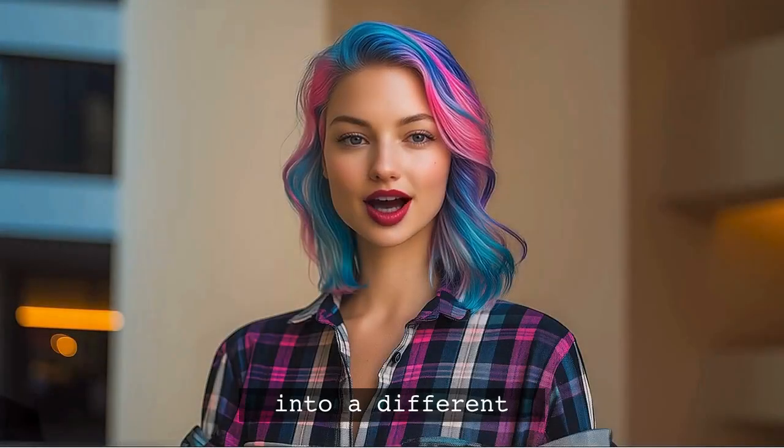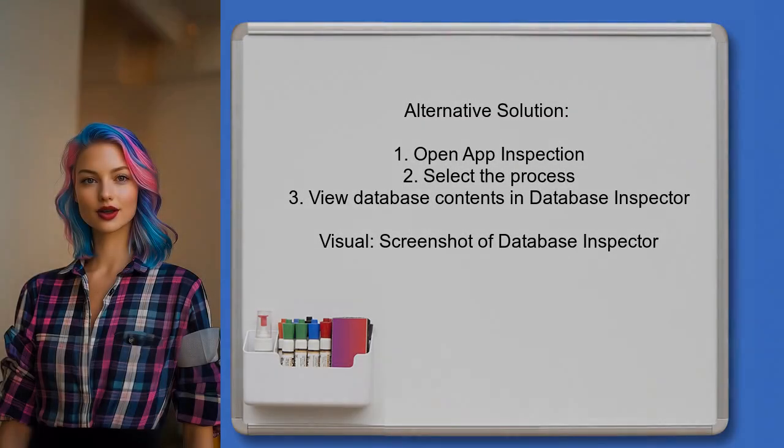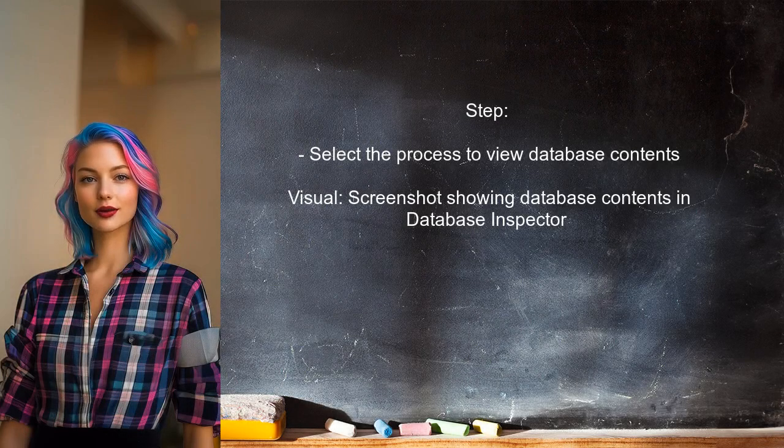Now, let's dive into a different answer from another user. An alternative approach to view the contents of a database created with the Room Persistence Library is to use the Database Inspector in the latest versions of Android Studio. You can access it through the App Inspection tool window. Once you select the process, the Database Inspector will display the database contents, making it easy to view your data.